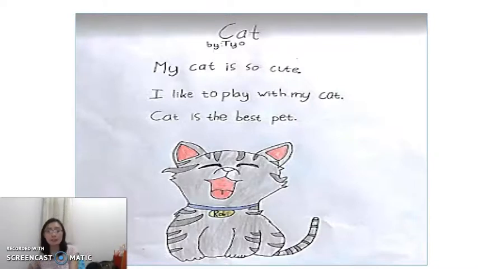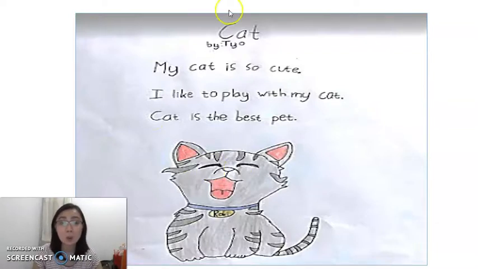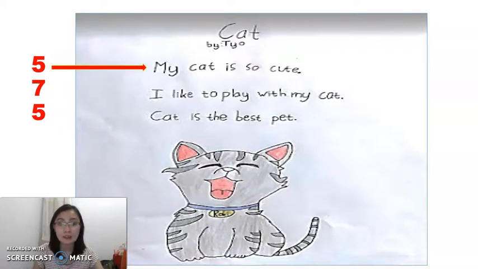Now, we said that in haiku, you're going to count the whole line. So the first line, second line, and then the third line. Let's try if the cat haiku of Tio is correct. It should have a 5-7-5 pattern, remember? So let's see if this will be 5, this will be 7, and this will be 5.